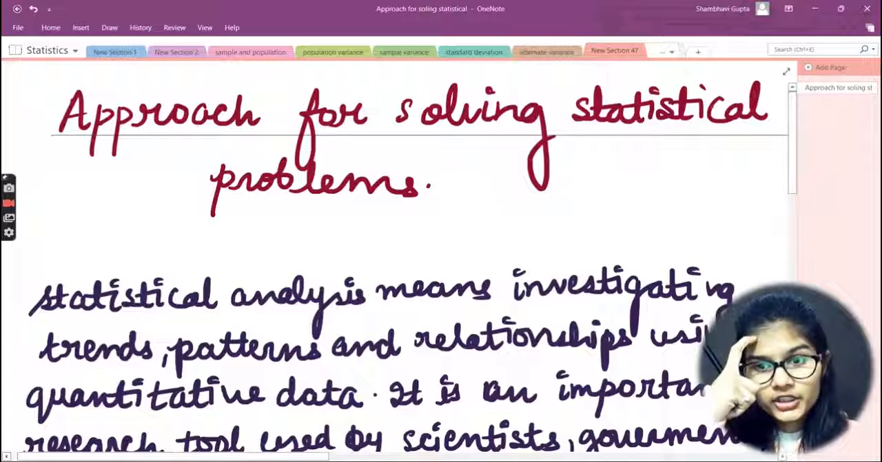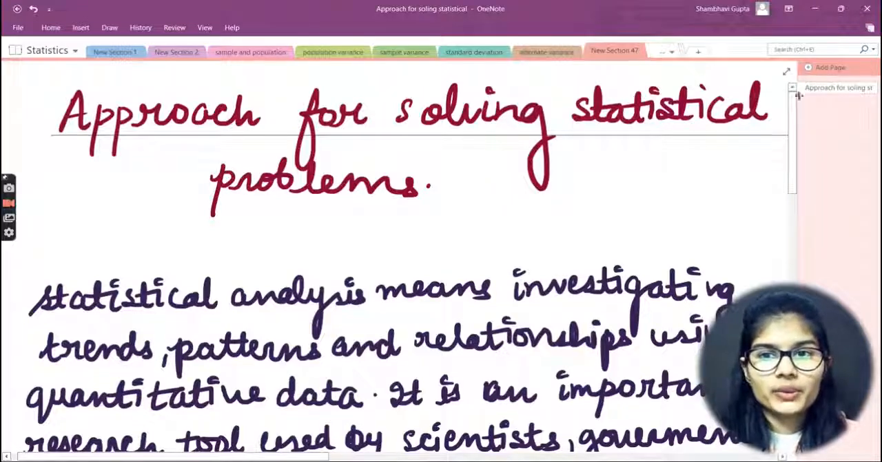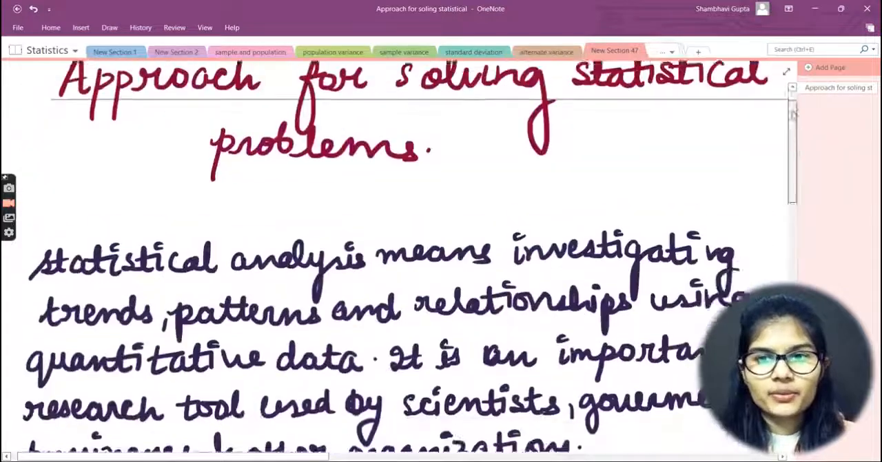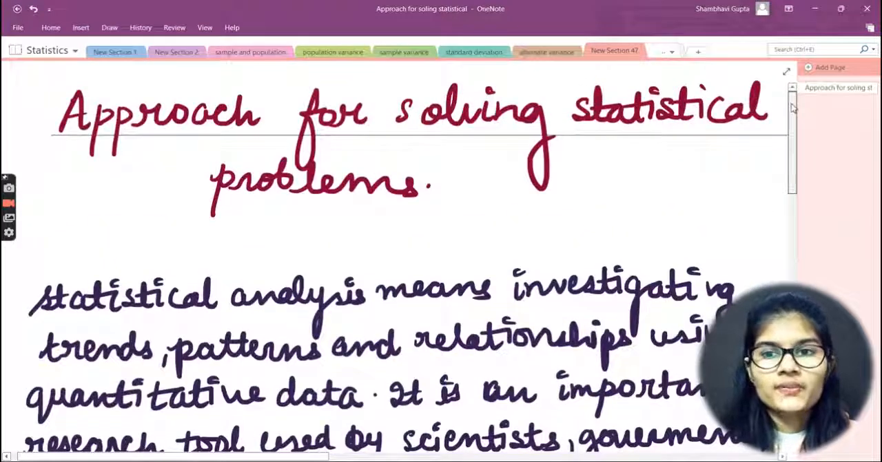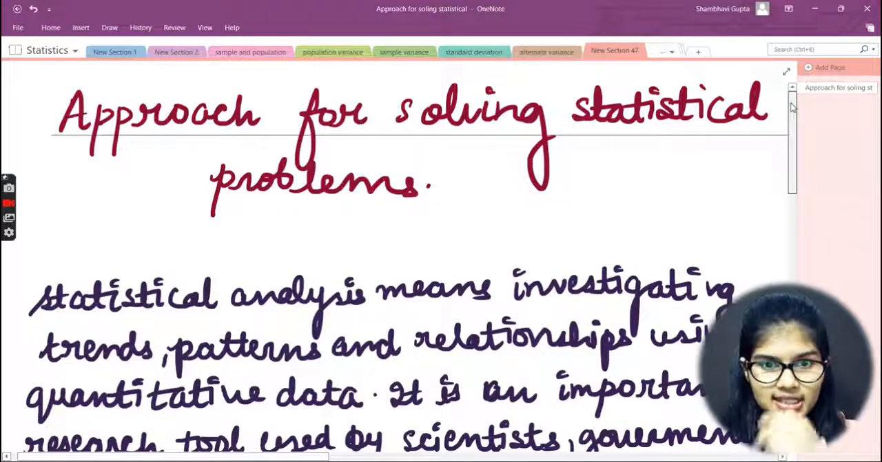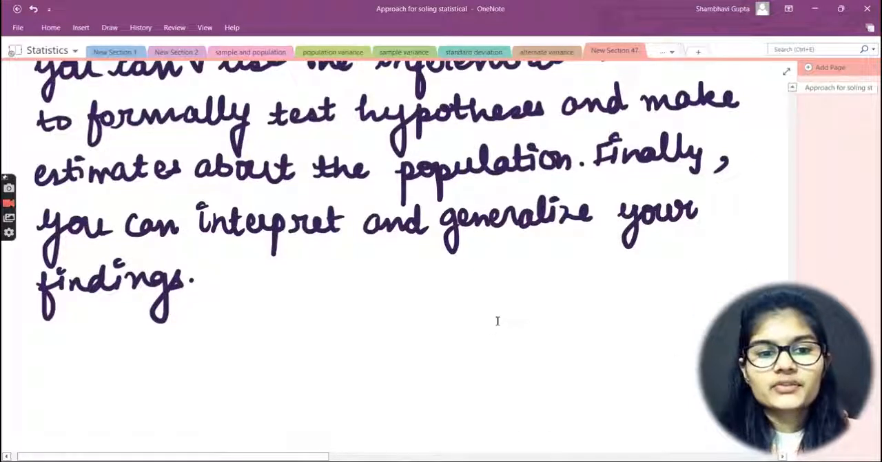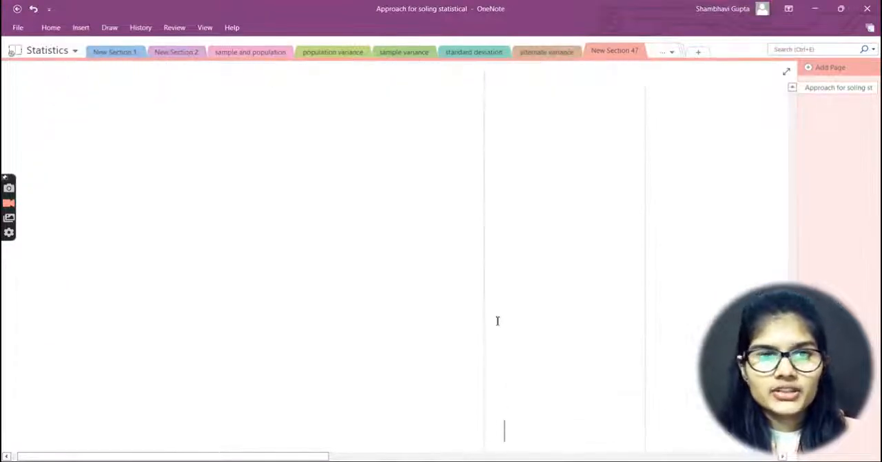So, in the last video, we discussed the approach for solving statistical problems, right? So we discussed this respective approach. Now, today in this particular video, I'll be taking you through the stepwise procedure for solving statistical problems, okay? So let me recap the previous video.